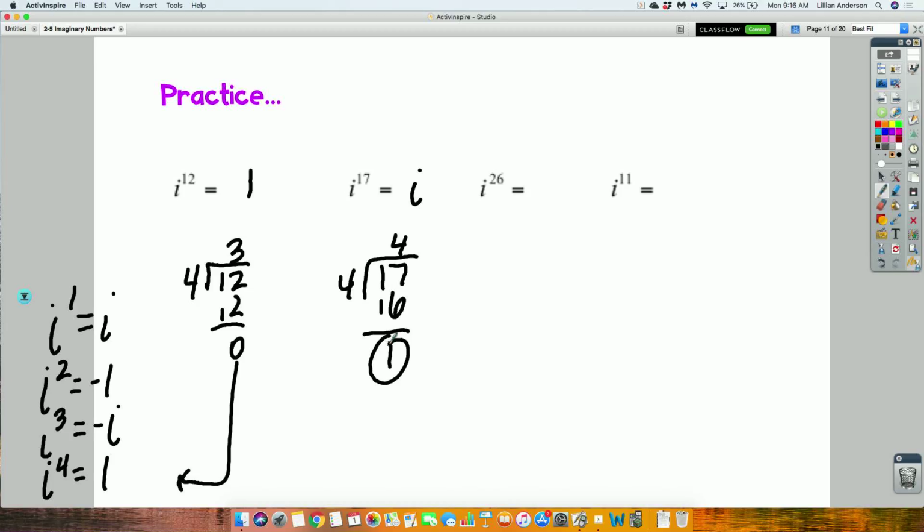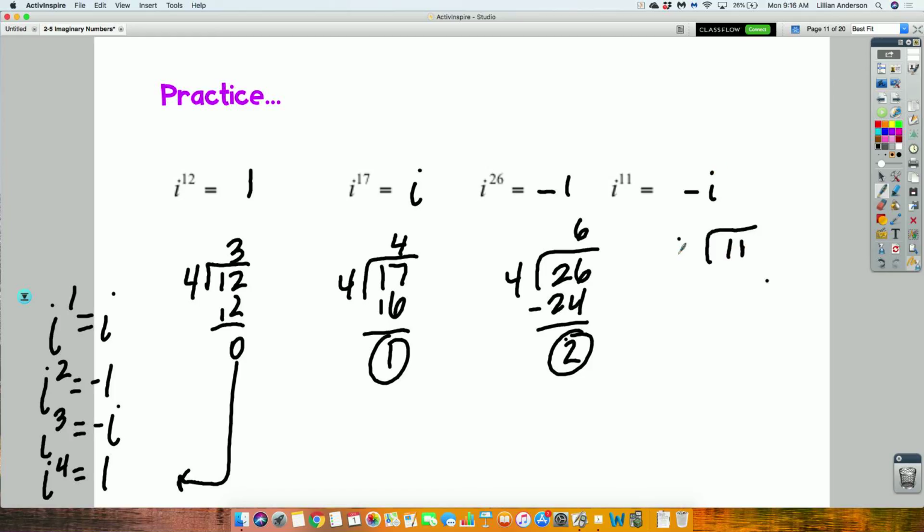What's I to the 26? -1. Very good. So that meant that when you divided 26 by 4, you got 6 with a remainder of 2. That corresponds to I to the 2nd, which is -1. Very good. And I to the 11th would be -I. When you divide 11 by 4, that goes in 2 times with a remainder of 3. Very good. So this one kind of used all of it.